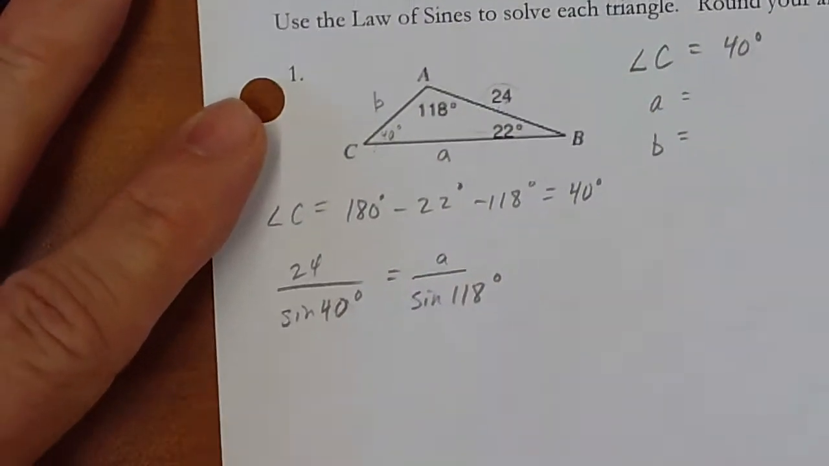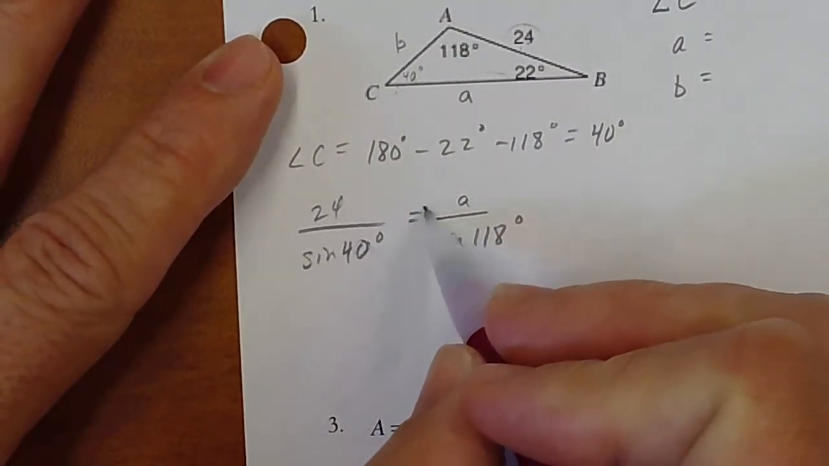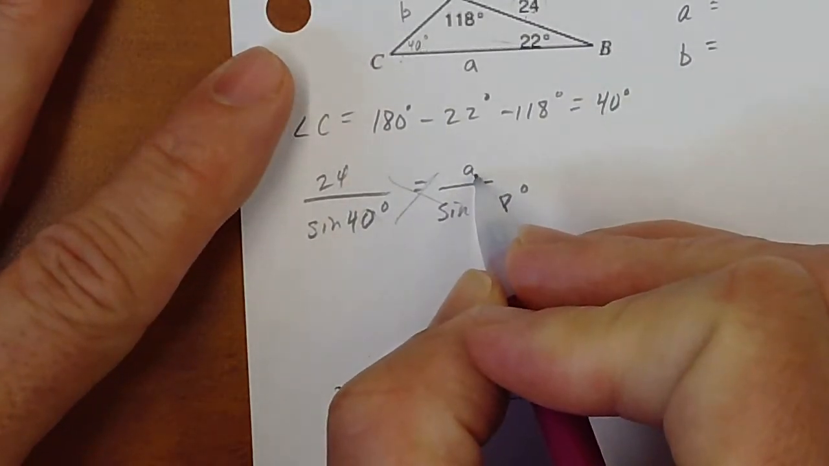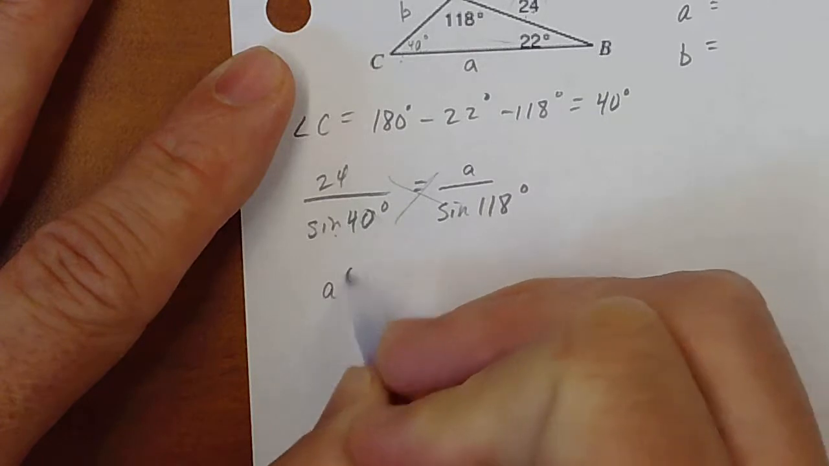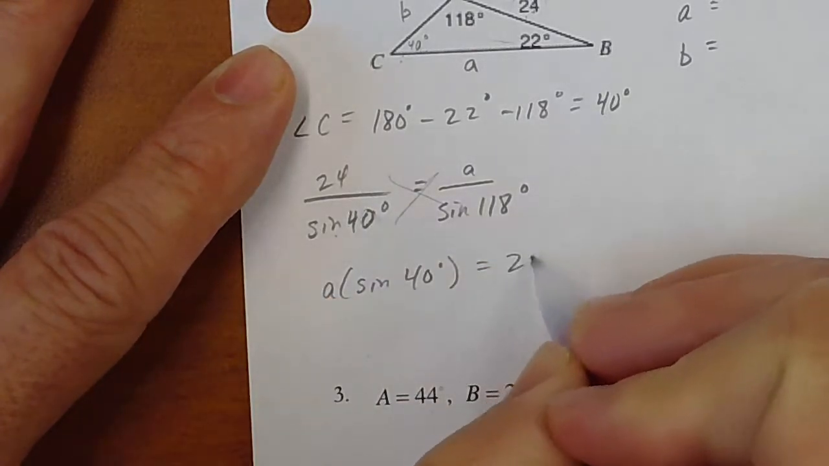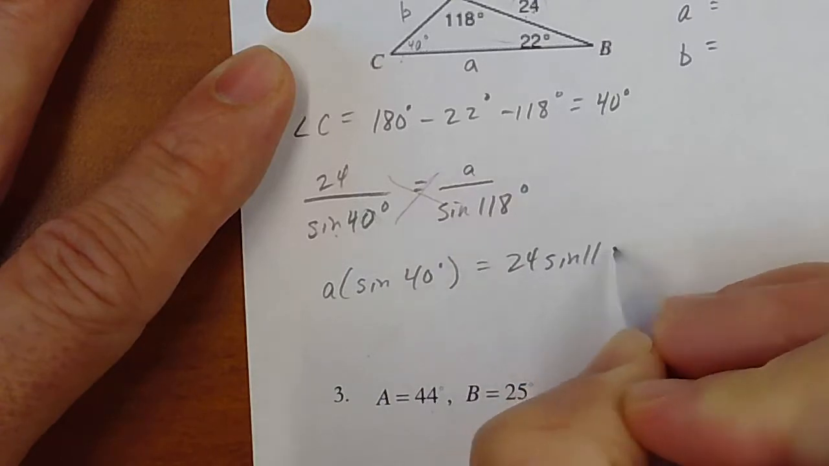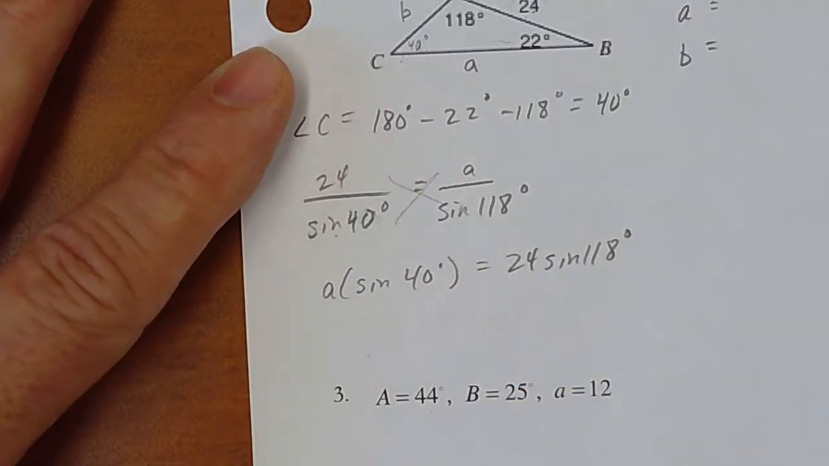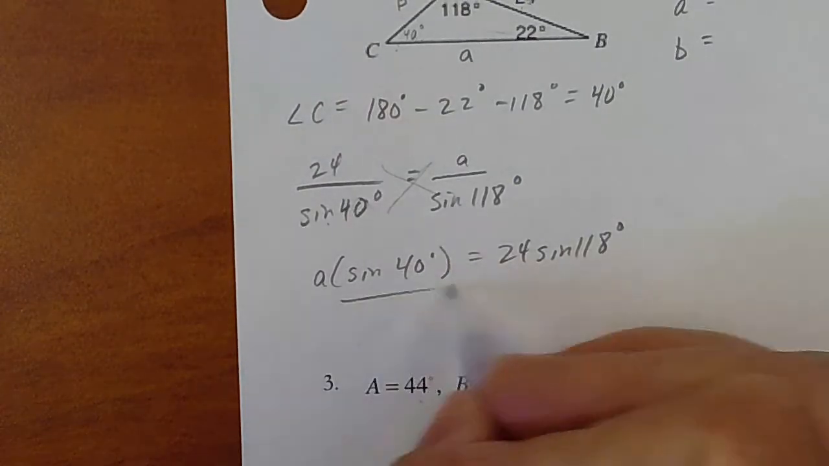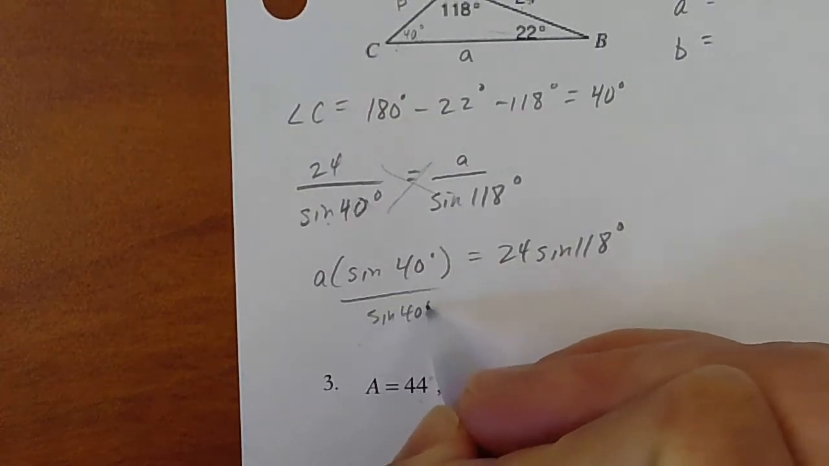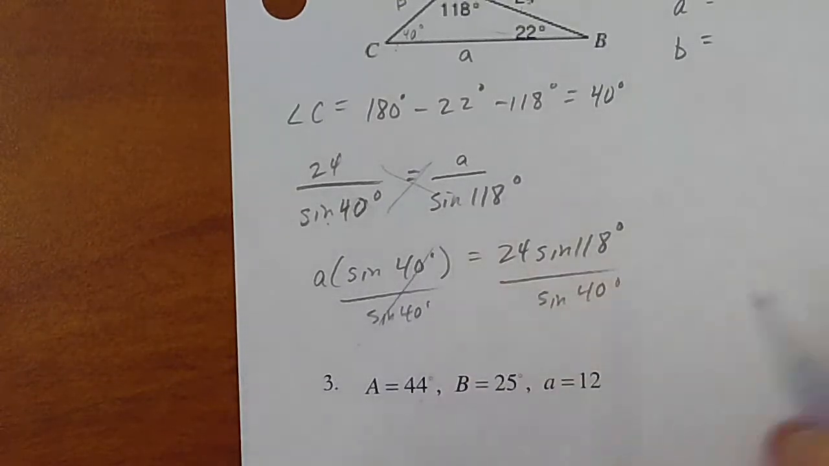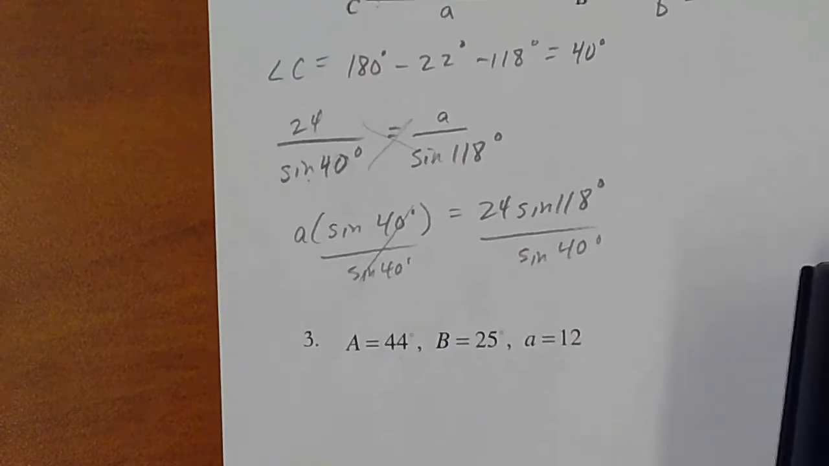So now we can solve for A. My advice is just to cross multiply this to get it out of fraction form. So I'm going to start with the variable A times sine of 40 equals 24 times sine of 118 degrees. The fraction's gone. Now I still need to get A by itself, so we just divide by the sine of 40 degrees on the other side to balance it, and now I have A alone.